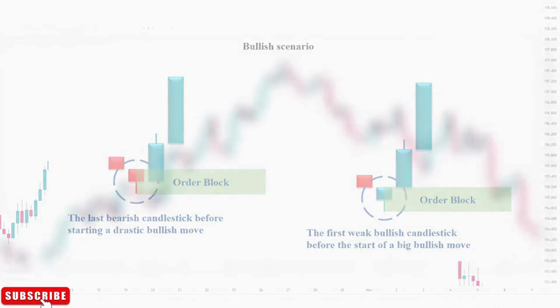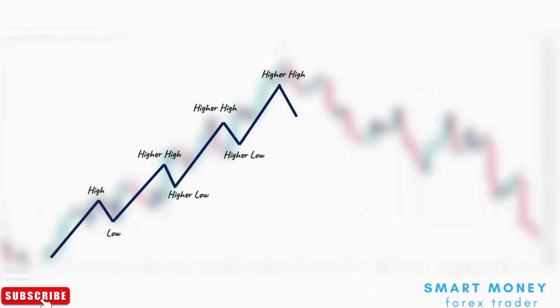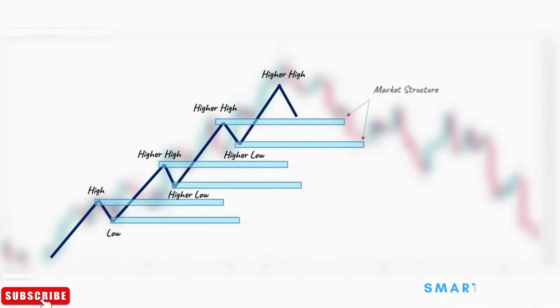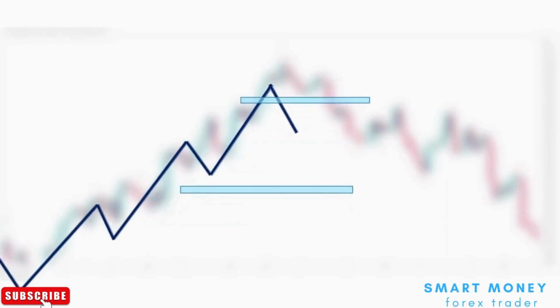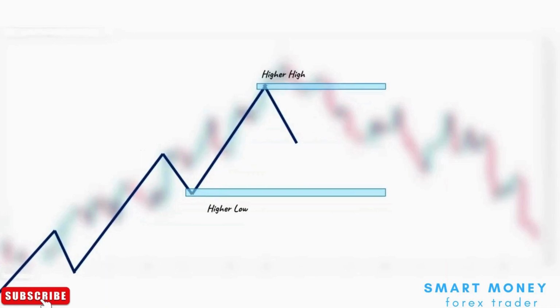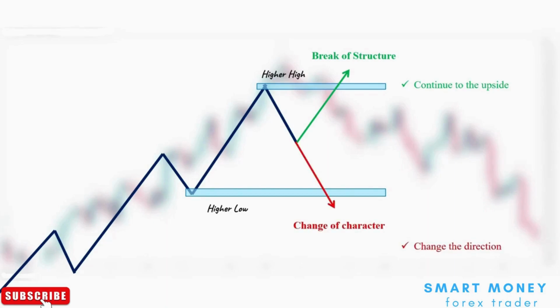Now let's discuss the concepts of break of structure and change of character. Imagine a trending market with a series of higher highs and higher lows. In this case, each of the highs and the lows are market structure levels, and the most recent higher high and higher low are the ones we monitor. Breaking the latest higher high to the upside indicates that the market intends to continue to the upside, which we refer to as a break of structure, BOS for short.